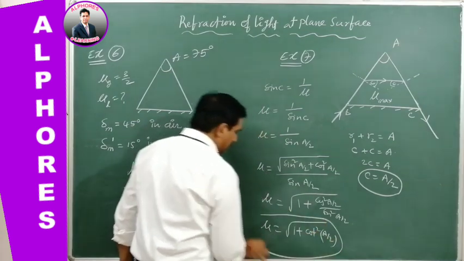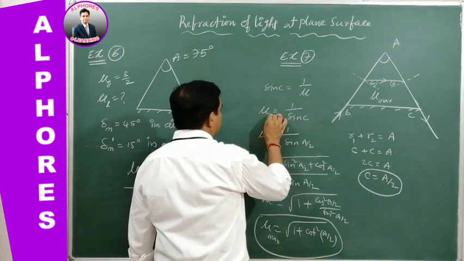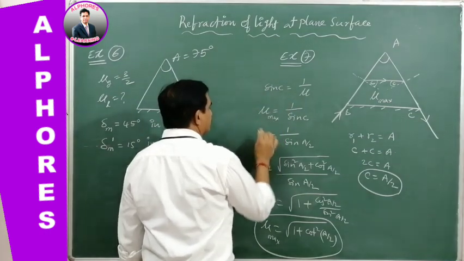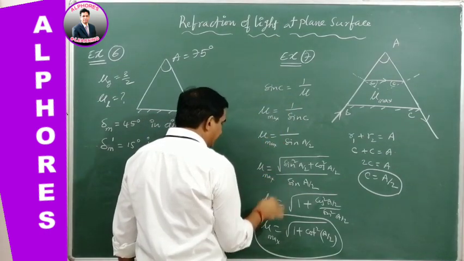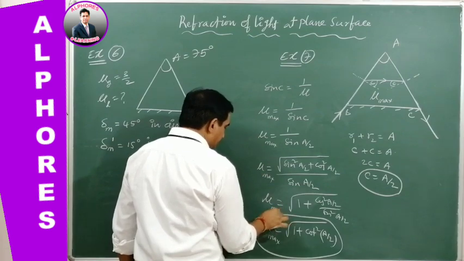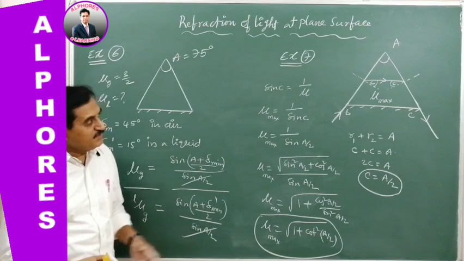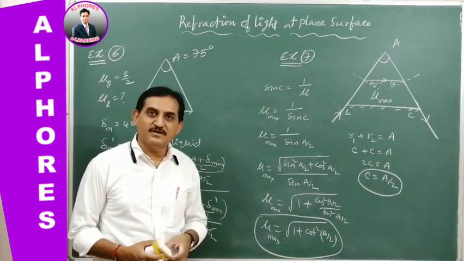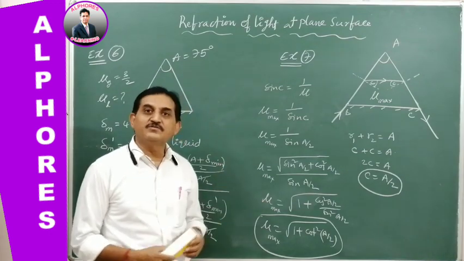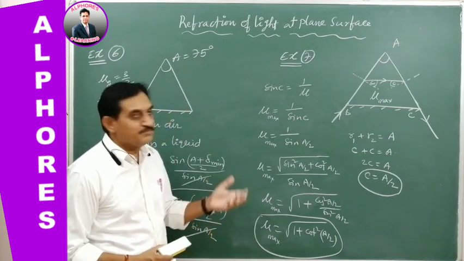So this is the maximum value of refractive index. Of course, it is a maximum value of refractive index for which it allows the passage of light, in the sense it is grazing incidence and after refraction grazing out of the second refracting surface. So this is example 7.